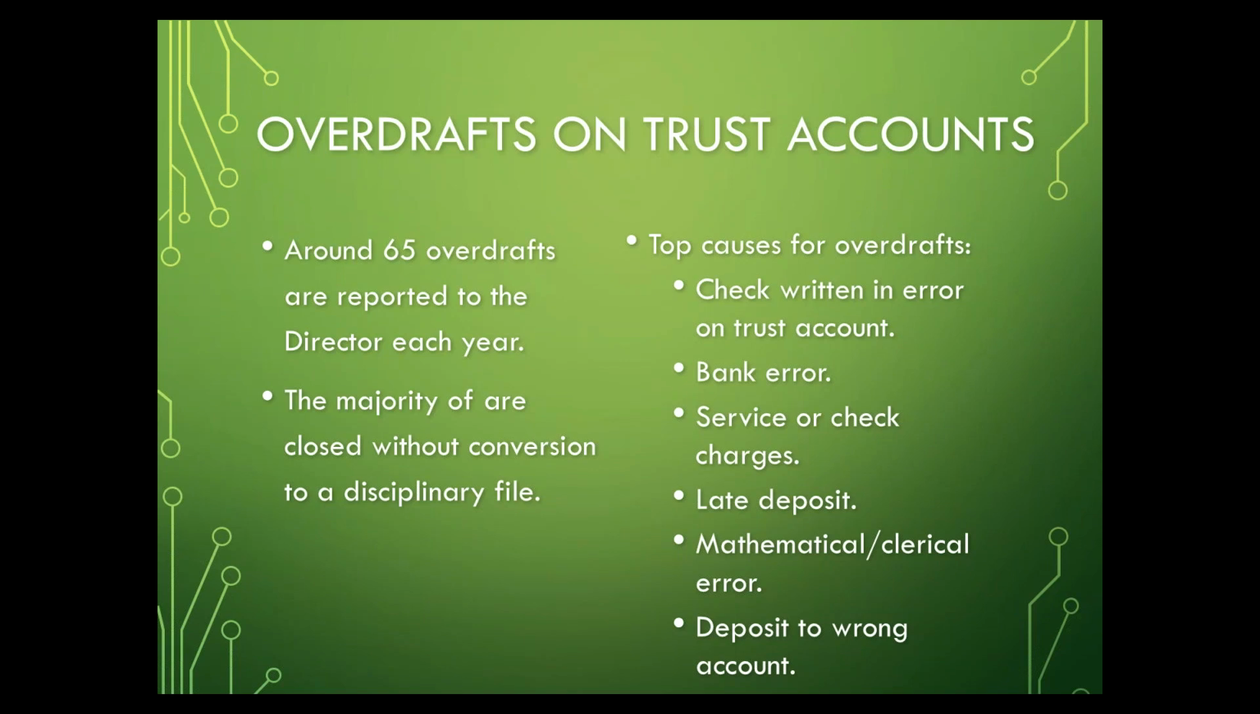Where our review of the books and records we receive in response to an overdraft indicates chronic or serious problems, shortages, commingling, whatever the case may be, then we will convert that informal overdraft inquiry into a formal disciplinary investigation and further investigate the lawyer's trust account practices. That often involves a full-blown audit of the lawyer's trust account.